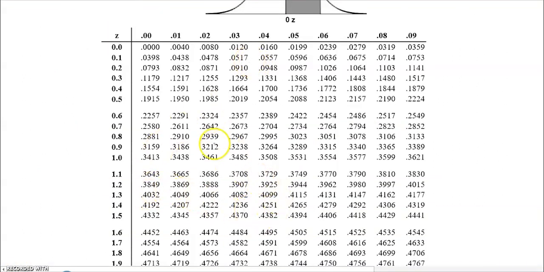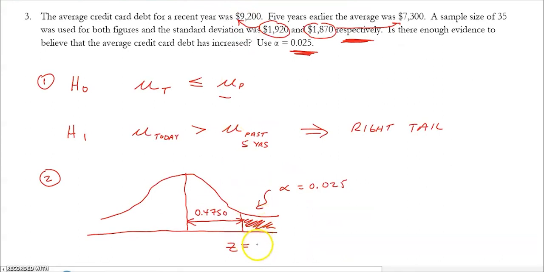So 0.475 is down below here. Okay, and that would make the value 1.96 as stated. So in this case, that's 1.96.